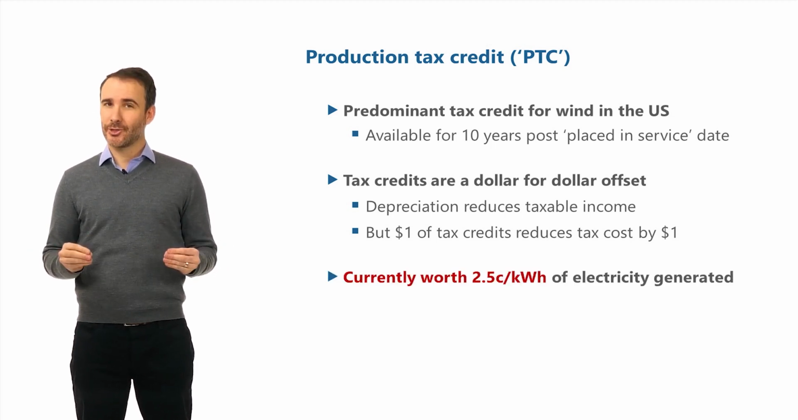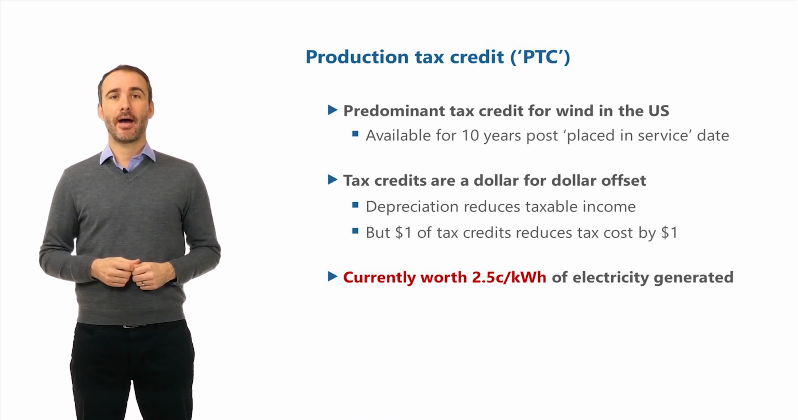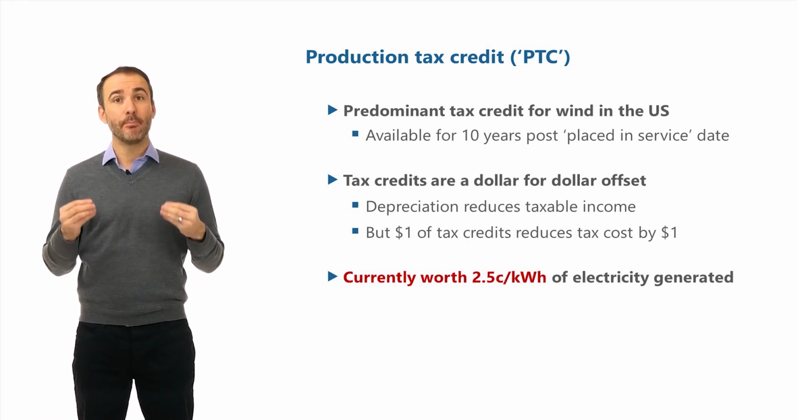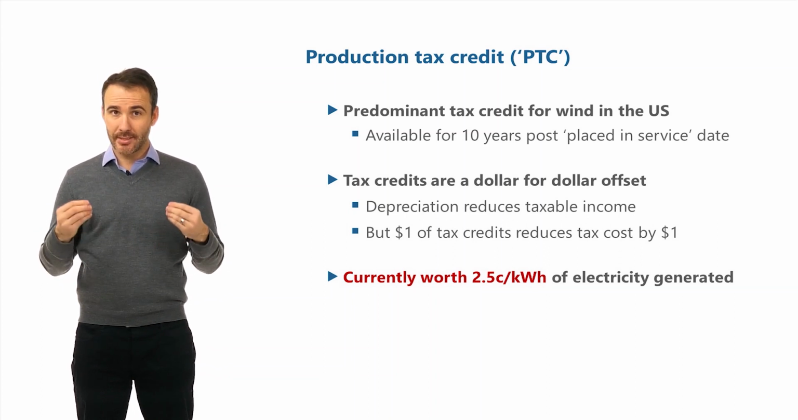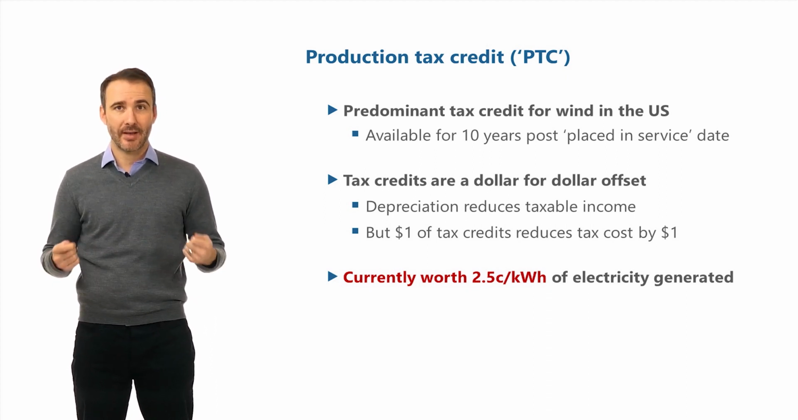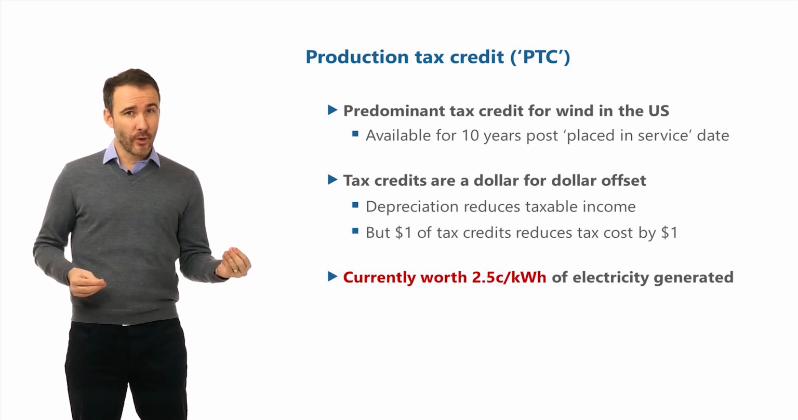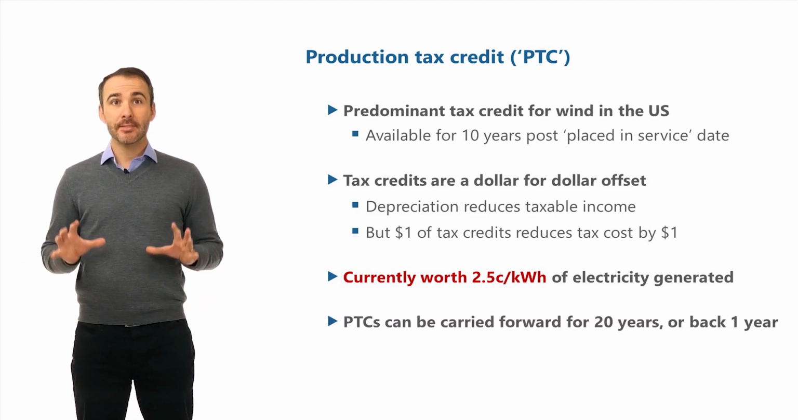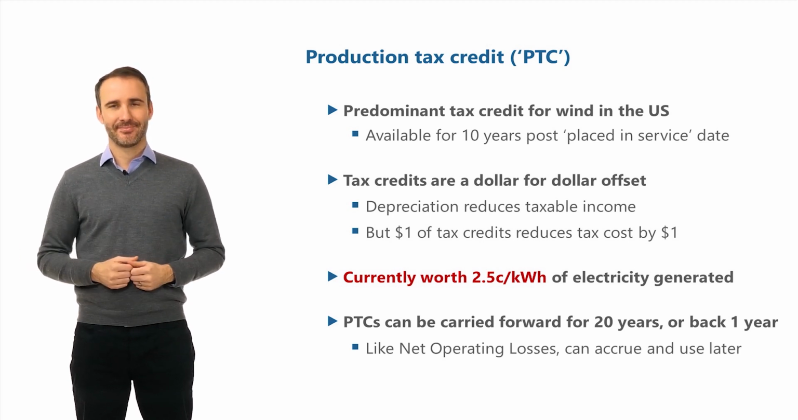The credit was introduced back in 1993 as 1.5 cents per kilowatt hour, and every year since then, the Internal Revenue Service has released a bulletin with the amount of inflation to be applied. And as of 2019, this inflation has accumulated to bring us up to the 2.5 cents. The production tax credit can be carried forward for 20 years into the future and also 1 year back. So just like net operating losses, you can accrue tax credits and use the benefit later.